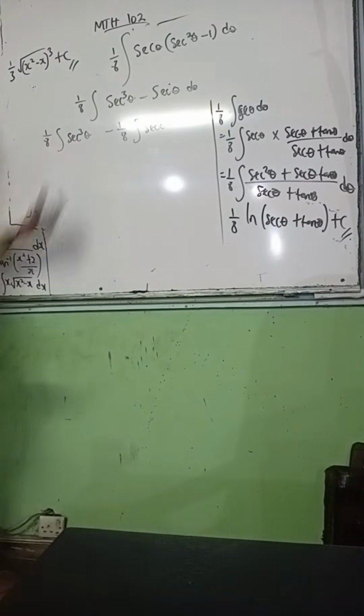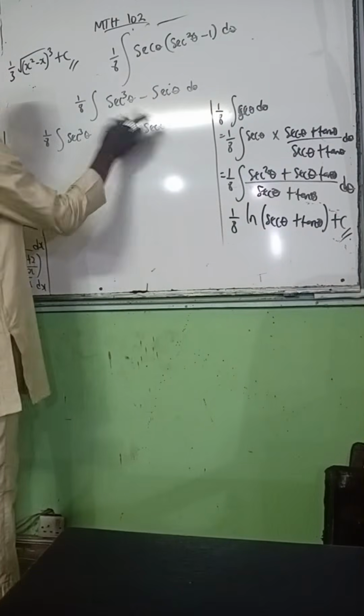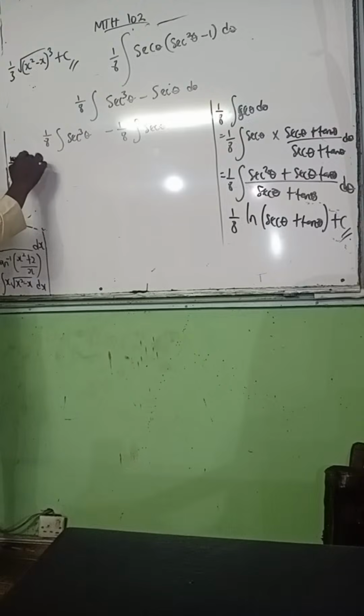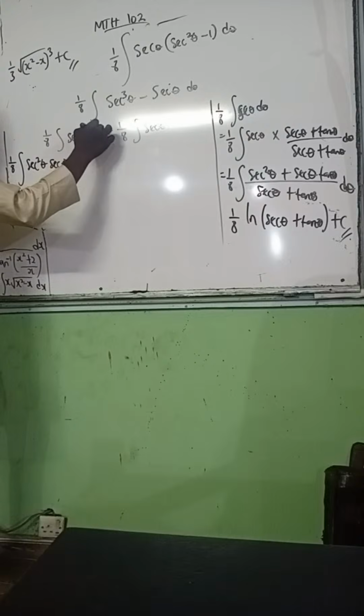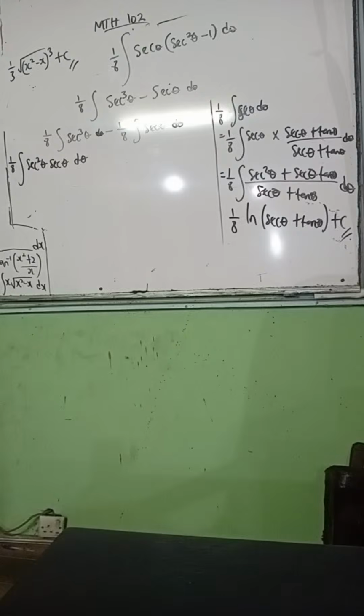So now let's focus on this other part. There is a way we solved it last class. We divide those sec square and sec, and we use integration by parts. So this is 1 over 8 integration of sec square theta, sec theta, d theta. Let u be what?